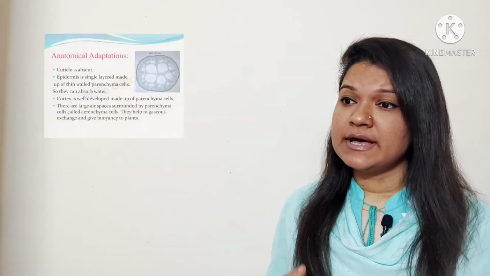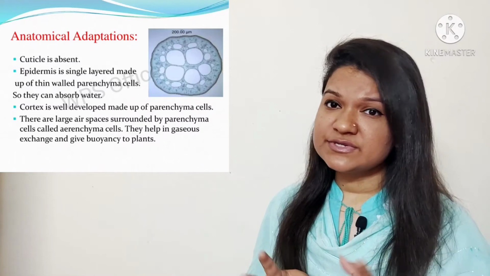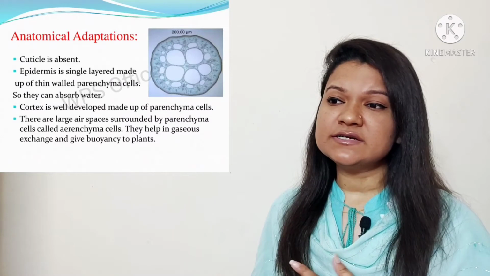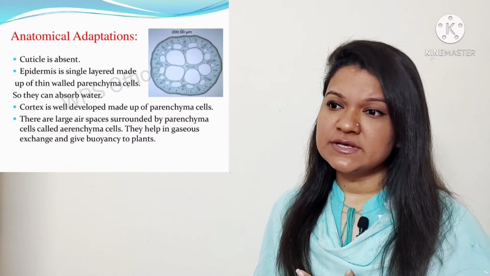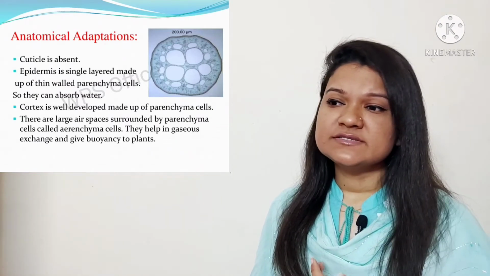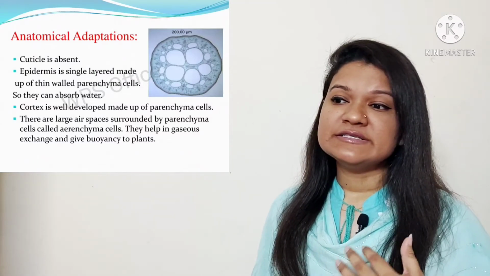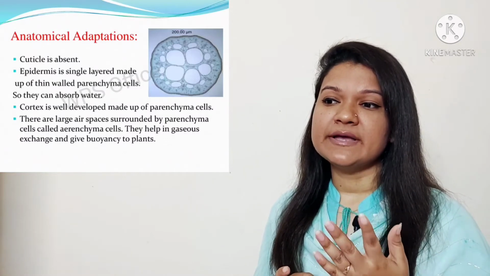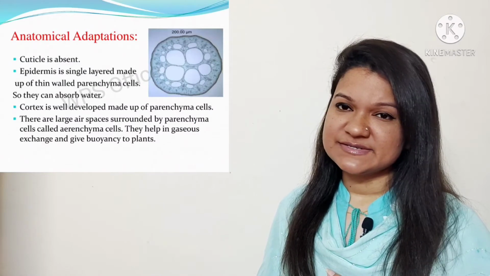Now, anatomical adaptations. Here, cuticle is absent. Epidermis is single layered, made up of thin walled parenchyma cells, so they can absorb water. Cortex is well developed, made up of parenchyma cells. There are large air spaces surrounded by parenchyma cells called aerenchyma.